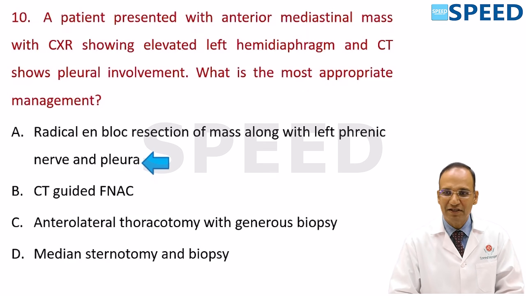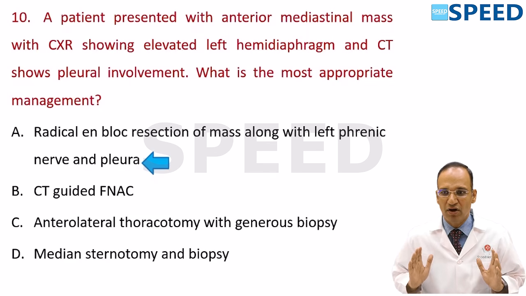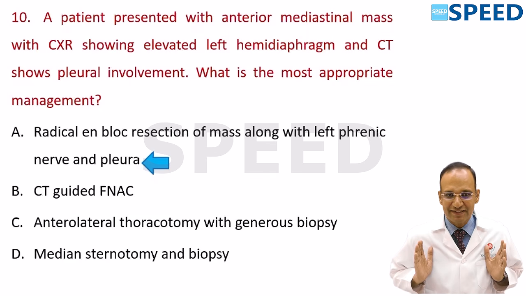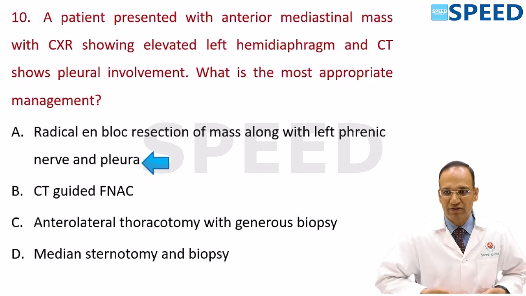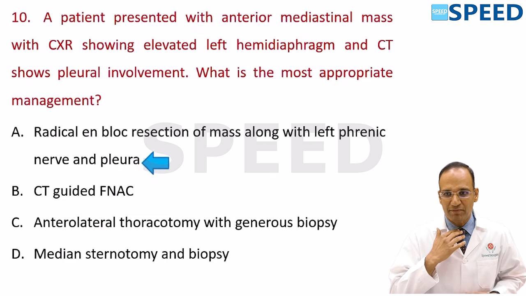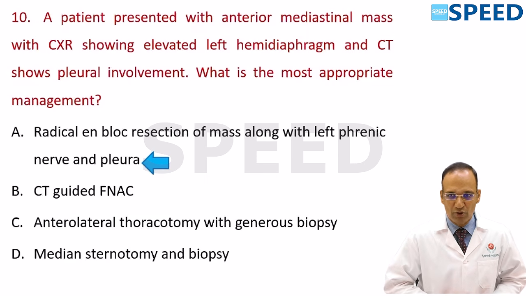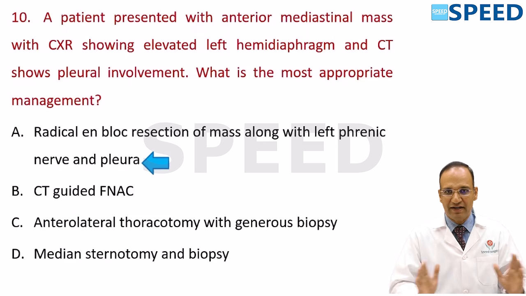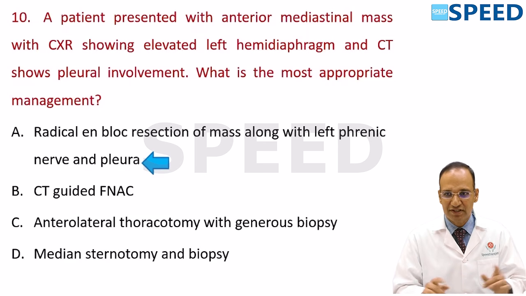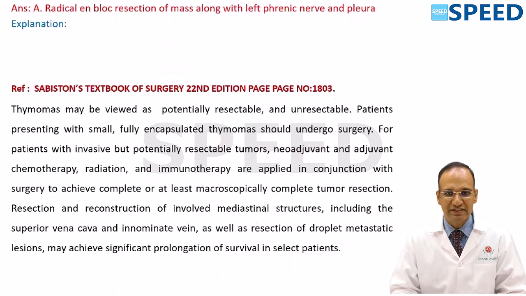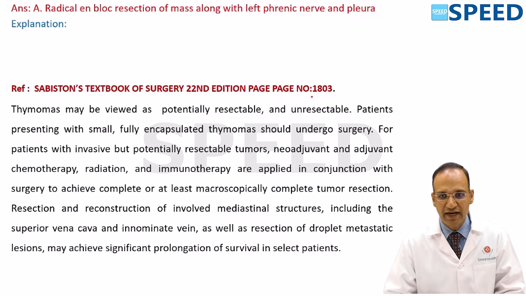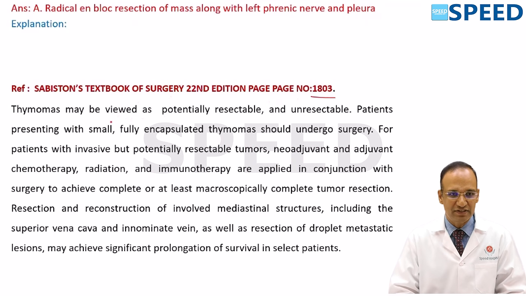Then the radical thymectomy involves a box-like dissection. That means you go from nerve to nerve, from right phrenic to left phrenic, from the suprasternal space of Burns, that means from the left brachiocephalic vein at the top to below the diaphragm, and right and left up to the right and the left phrenic nerve. So that is the box-shaped dissection of the radical thymectomy. Clear? That is what is given in the explanation on page number 1803 in Subsistent 22nd edition.